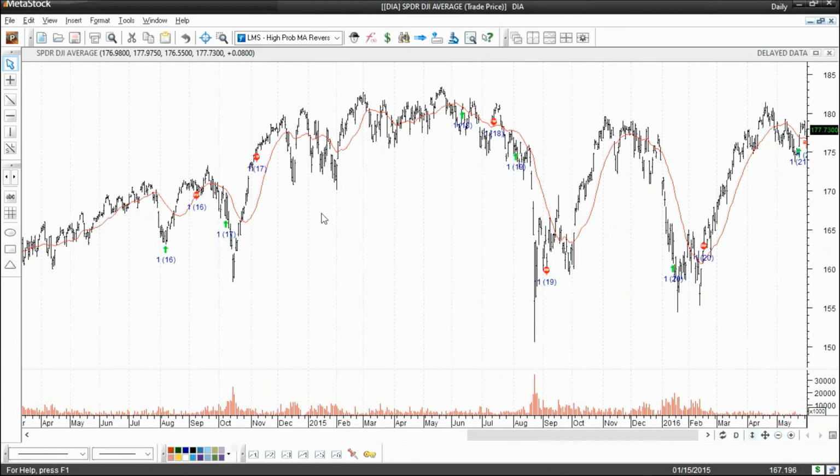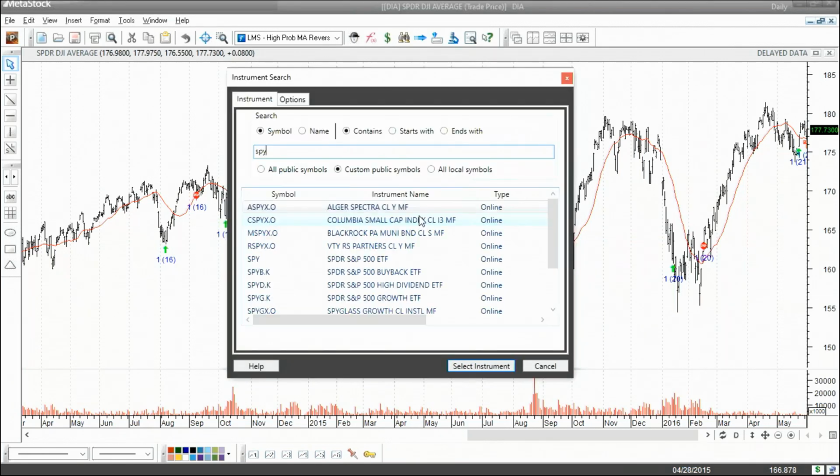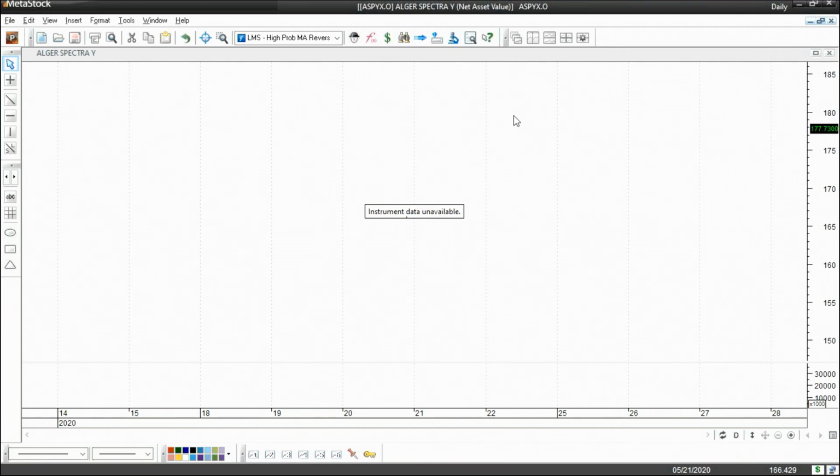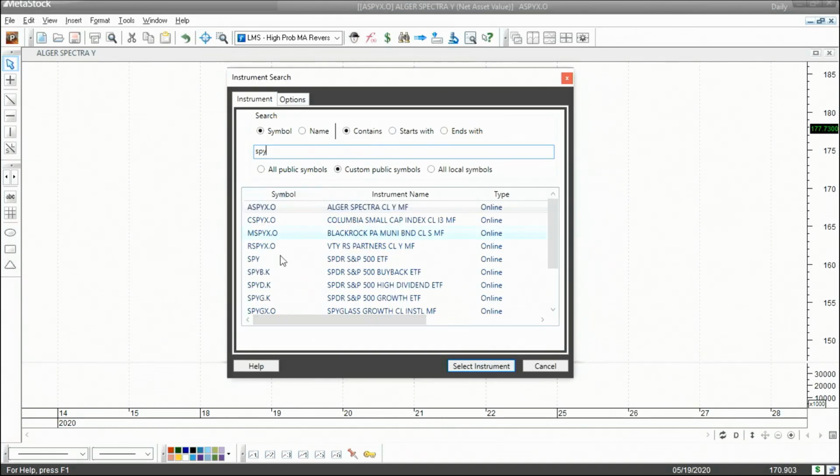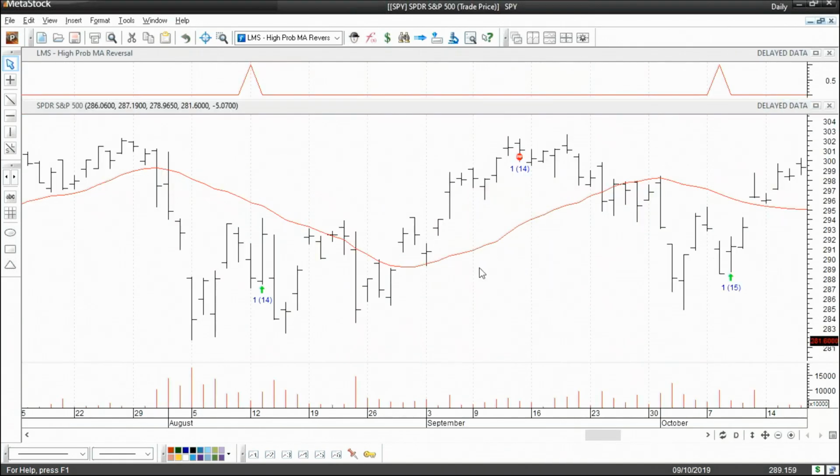I'm just going to zoom out here just a little bit, and I'm going to change this chart. Let me jump over here again to the SPY. Oops, it looks like I brought up the wrong chart here. So let me try that again. I'm going to do the SPY, and we'll do that. There we go. Okay.